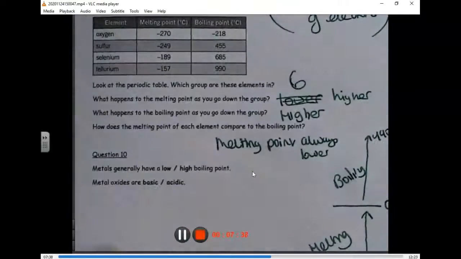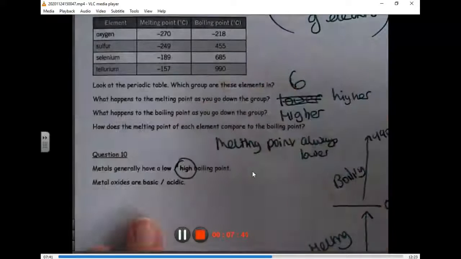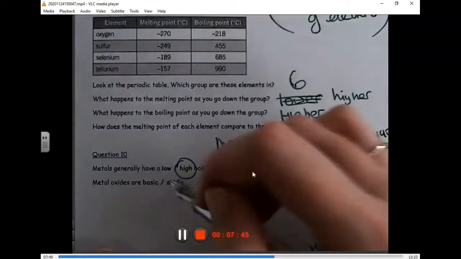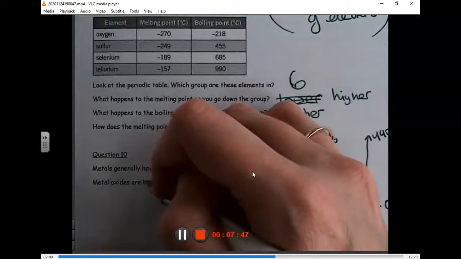Metals generally have a high boiling point. It's hard to turn a metal into a gas. And metal oxides are basic.